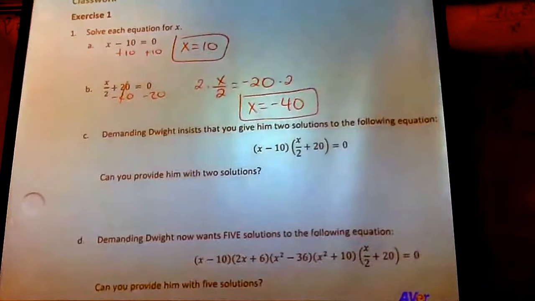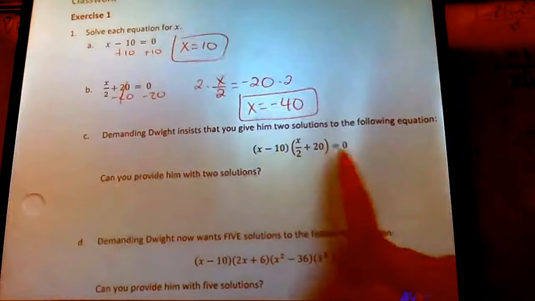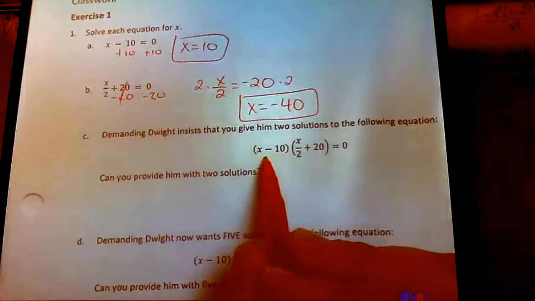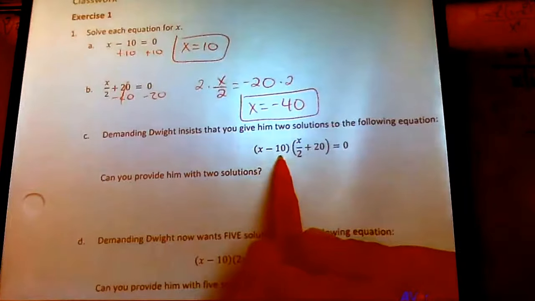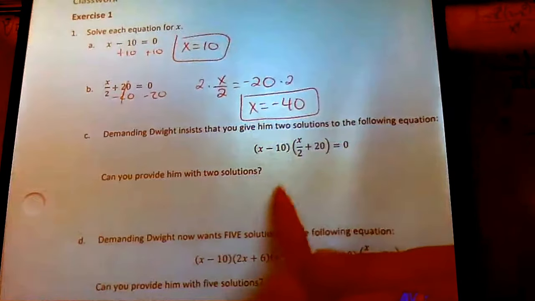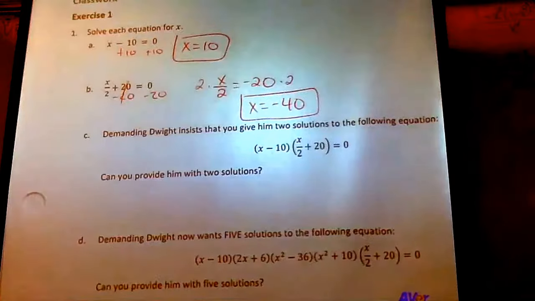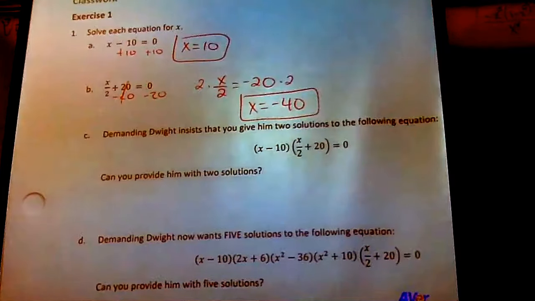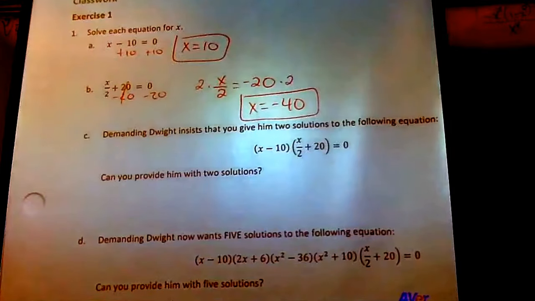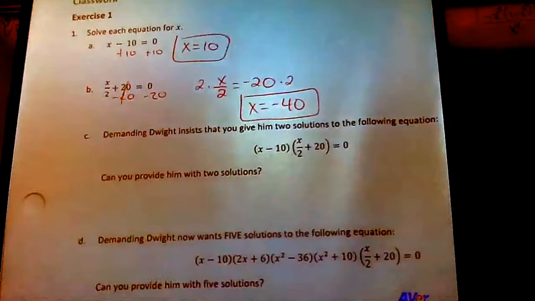Demanding Dwight insists that you give him 2 solutions to the following equation. You have x minus 10 in parentheses, x over 2 plus 20 in parentheses, and it equals 0. Can you provide him with 2 solutions? No. I mean, you could, I don't know. What do you think?